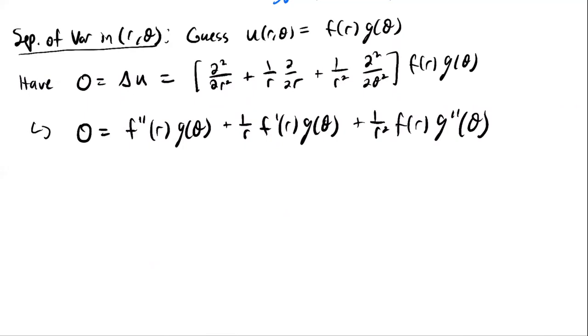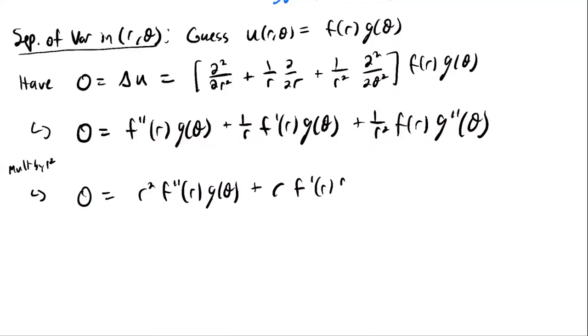Right, and so what we want to do now is rearrange this equation. So we have to do a bit of algebra. We don't like dividing by powers of r, so let's just multiply through by r squared. If I multiply by r squared, we end up with 0 is equal to r squared f prime prime of r g of theta plus r f prime of r g of theta plus f of r g prime prime of theta.